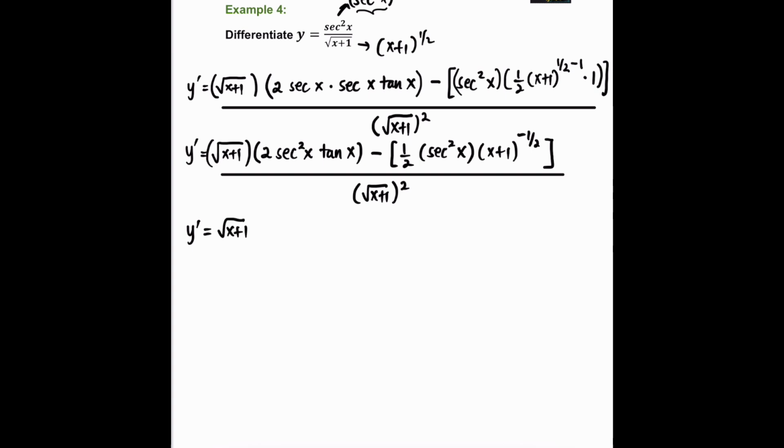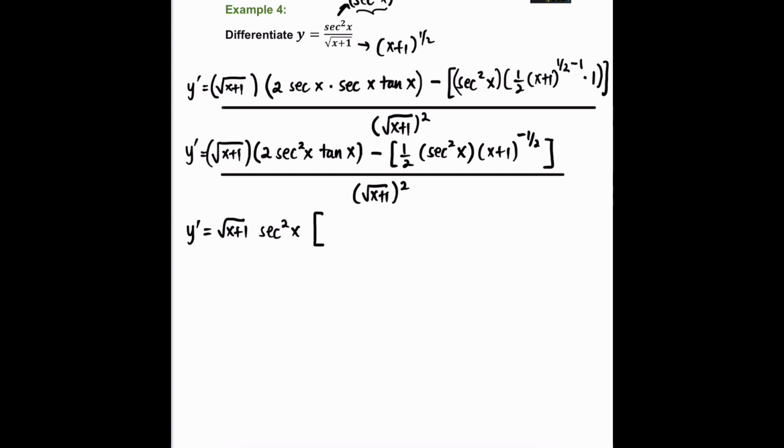So another factor that you can see is secant squared x. So both terms have secant squared x, so we can take that out. And by taking out square root of x plus 1 and secant squared x from each of the terms, we will be left with something, right? And those will be part of the second factor.